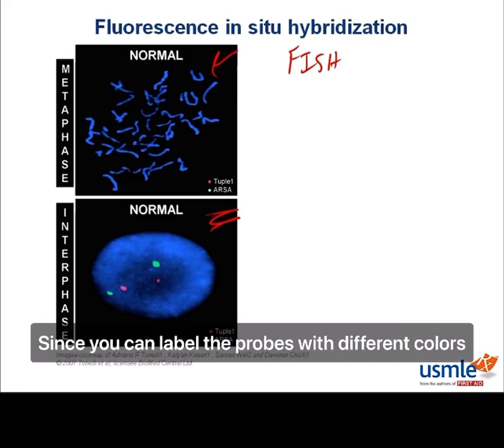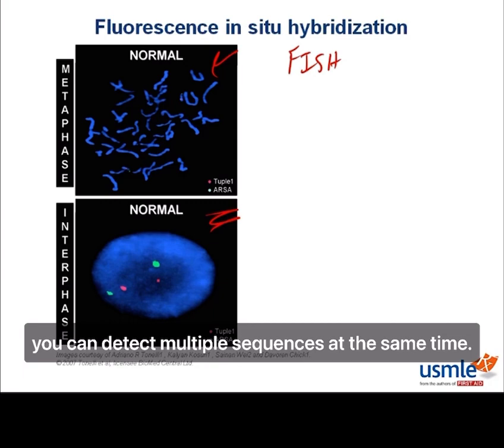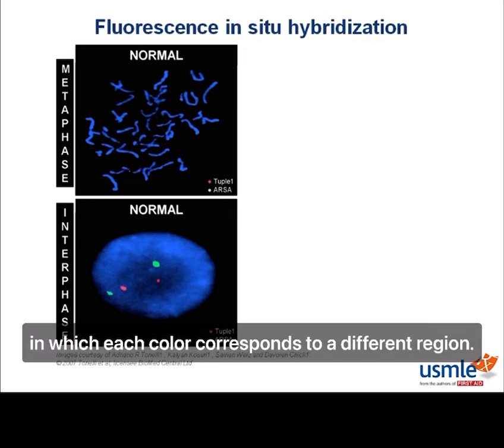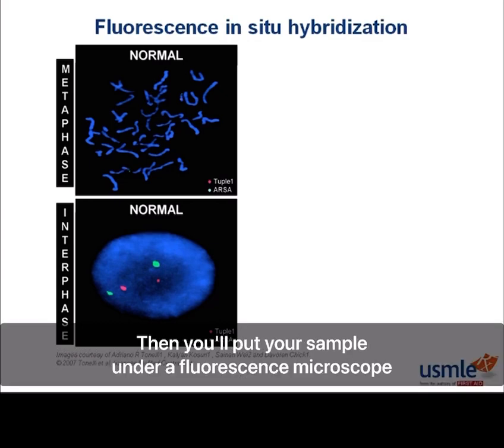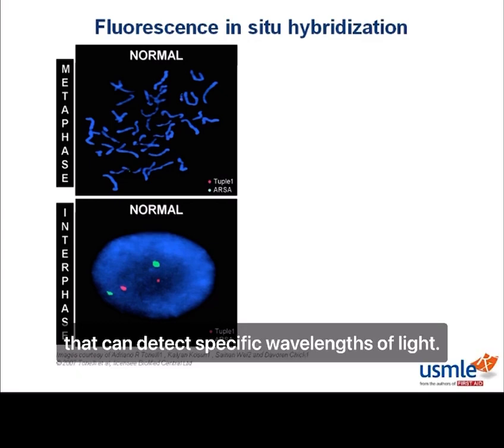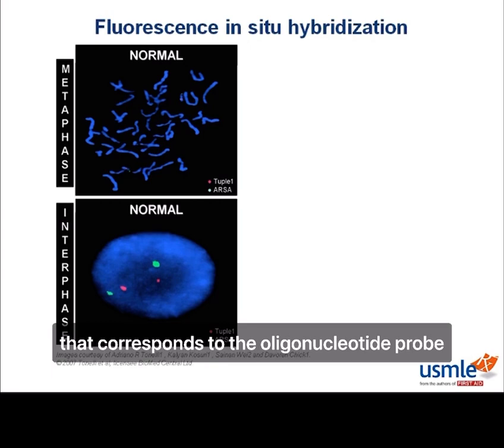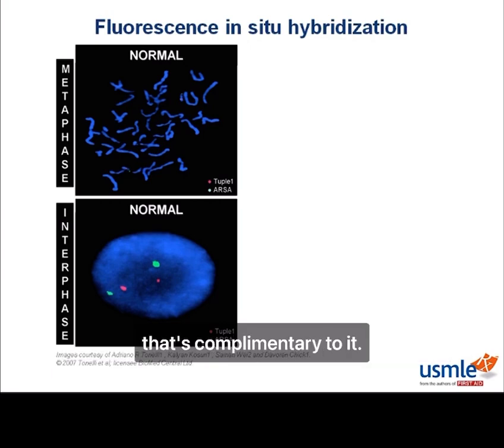Since you can label the probes with different colors, you can detect multiple sequences at the same time. You can even use lots of different colored probes to do what's called chromosome painting, to make a chromosome look like a rainbow in which each color corresponds to a different region. Then, you'll put your sample under a fluorescence microscope that can detect specific wavelengths of light. If the sequence you're looking for is present, then you will see the color or wavelength of light that corresponds to the oligonucleotide probe that's complementary to it.